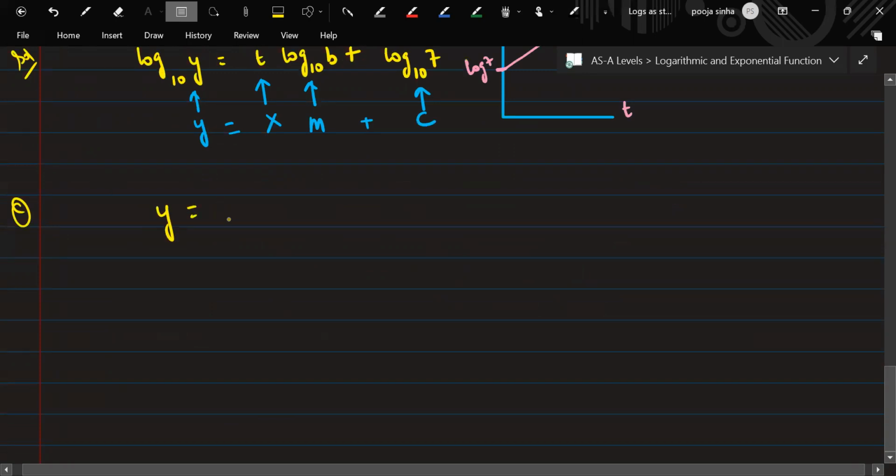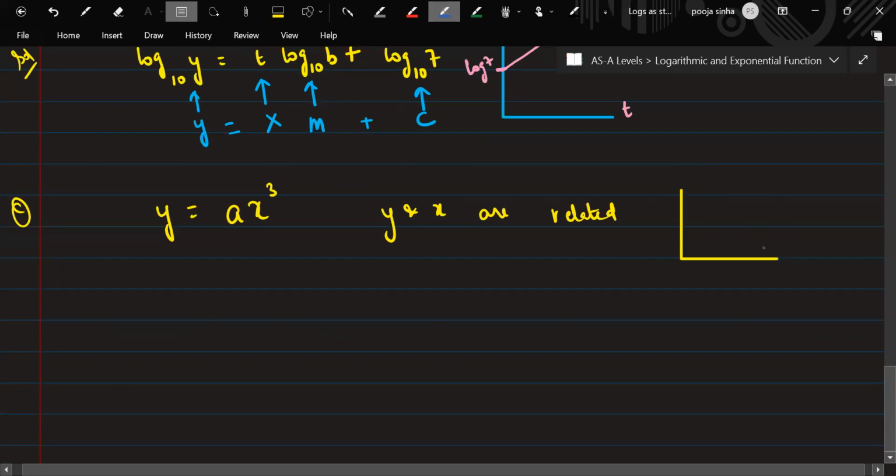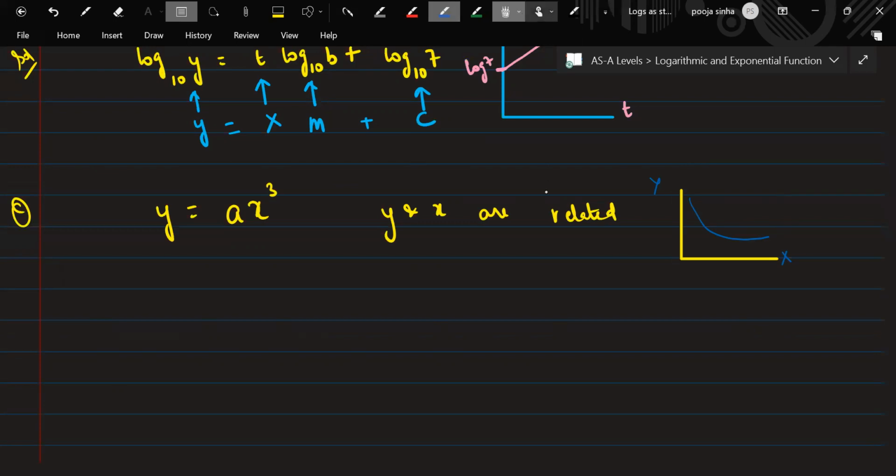Y is equal to ax cube. Relate what y and x are related. On the x-axis, what is it? X. And on the y-axis, it is y. If you plot this, it will come like a curve, right? But now we have to convert it into a linear relationship.